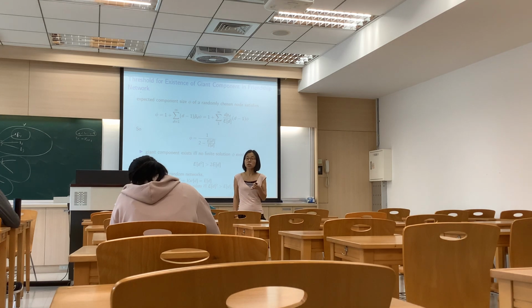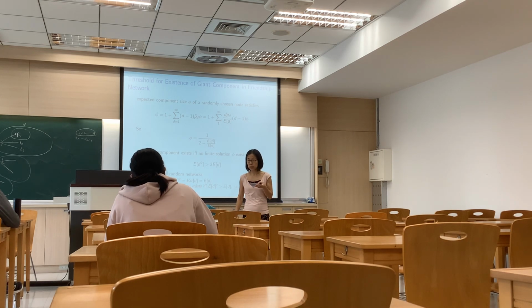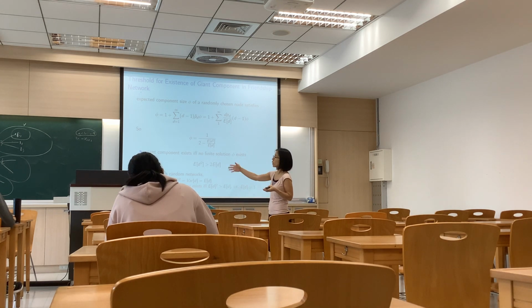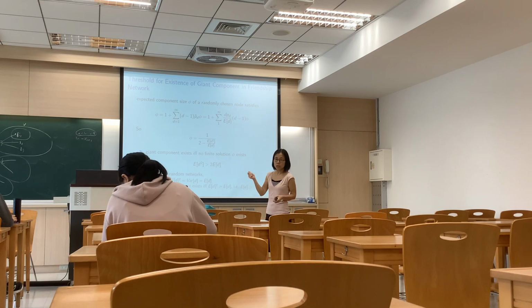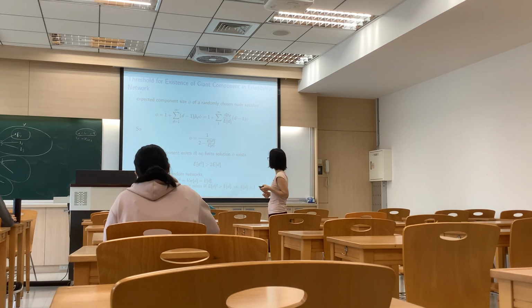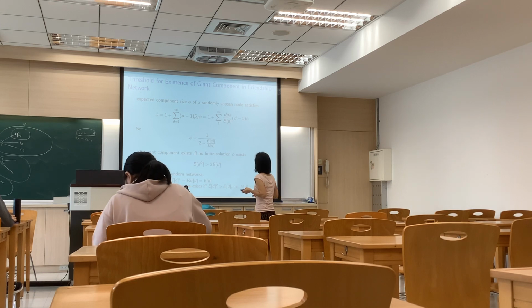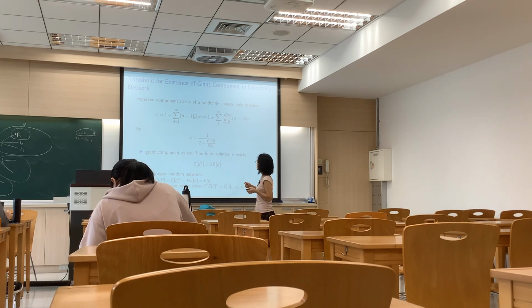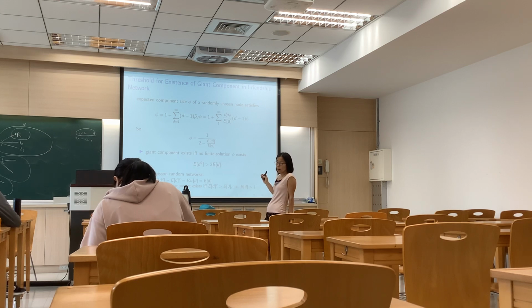If valuation is independent of the number of friends, then the probability that a node is acceptable is just 1 minus p. Then what we're going to get is something very similar to this. For a Poisson random network, a giant component exists if and only if the expected number of friends is greater than 1.